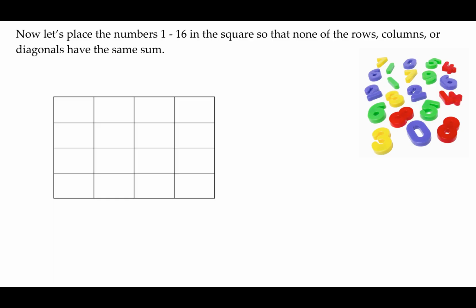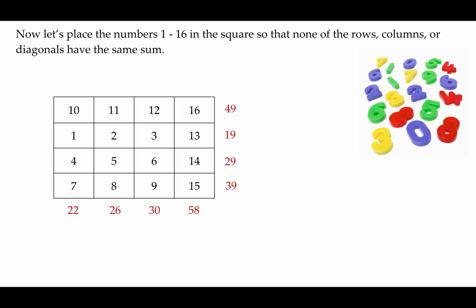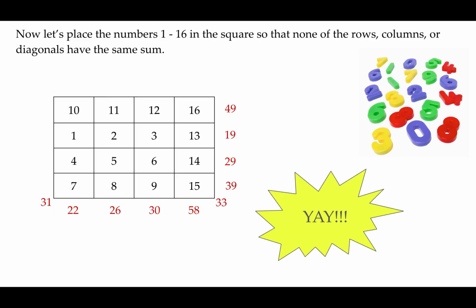Okay, welcome back. Was this one easier or harder to do? Here's what I came up with. When I did my rows, I got 49, 19, 29, and 39. That checks out. For the columns, I got 22, 26, 30, and 58. Again, none of them are repeated. And for the diagonals, 31 and 33. So yay, it worked out.